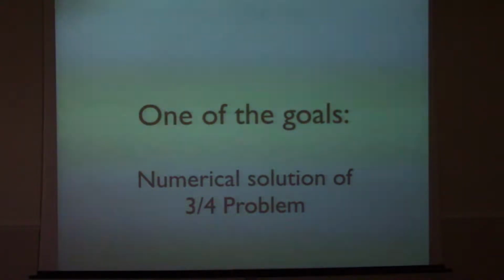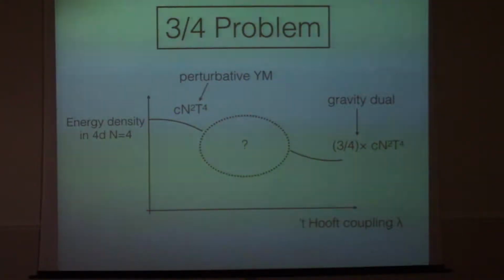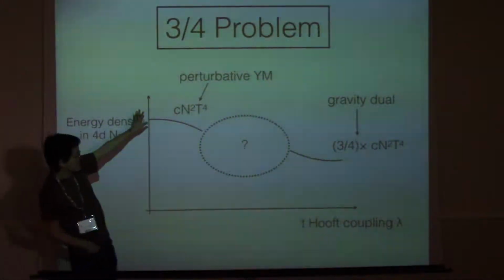Before going to technical detail, let me try to give you a big picture of what I want to solve. And this is the problem. In gauge gravity duality, the basic conjecture is, of course, that gauge theory and gravity should be the same. If we calculate the same thing on both sides, we should get the same result. And in the late 90s, people calculated the energy density in four-dimensional N=4. Maybe it was free energy, but anyway, basically it's the same.